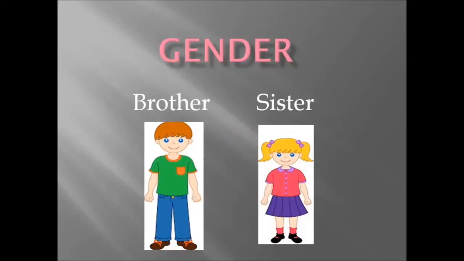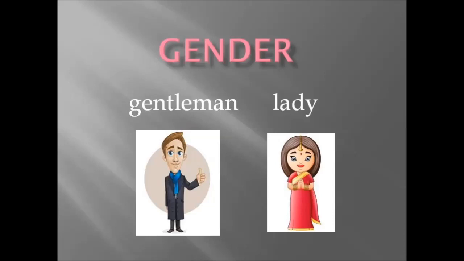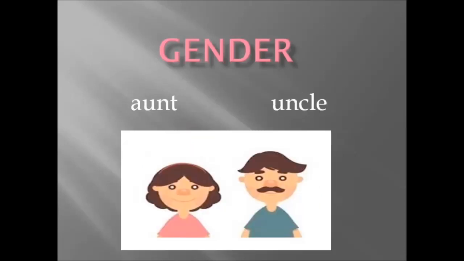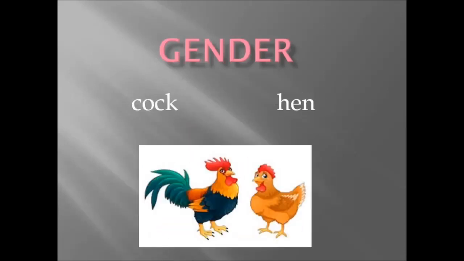So far we have seen the types of gender. Now we will see how these genders get formed. There are different ways of forming feminine gender, among which we are going to see some basic ways of forming it. First is by changing the complete word. For example, brother becomes sister, gentleman becomes lady, uncle becomes aunt, cock becomes hen and so on.